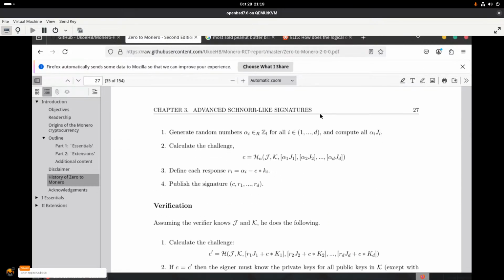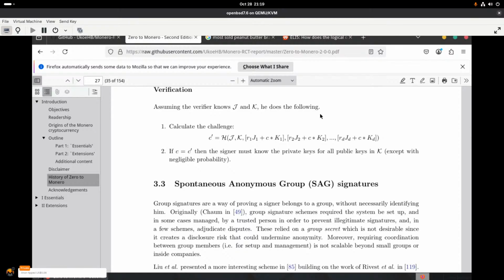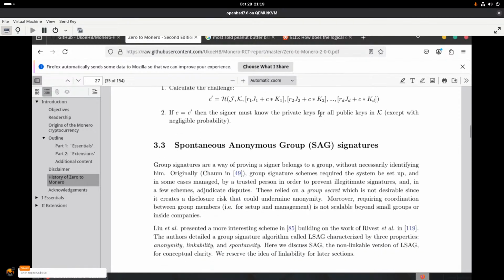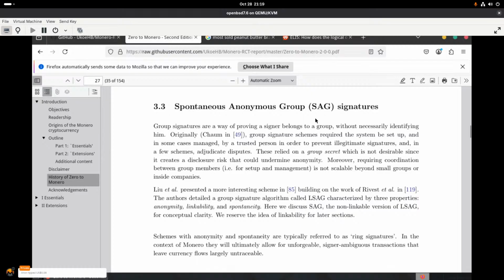Chapter 3, Advanced Schnorr-like signatures. Generate a random number, compute all, define. Okay, verification, same thing. Spontaneous anonymous group, SAG signatures.